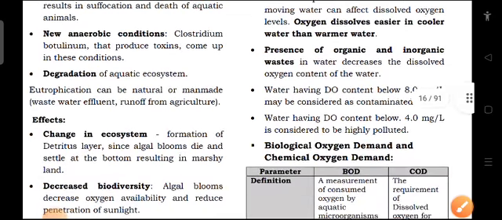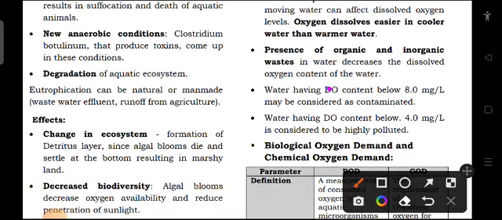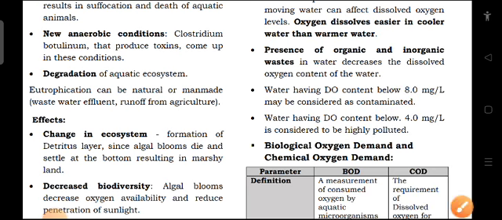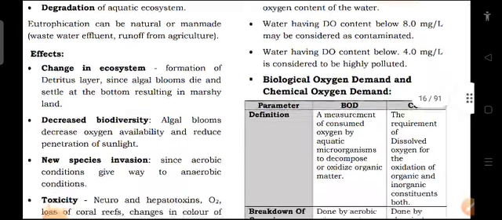Water having DO content, that is, dissolved oxygen content, below 8 milligram per liter may be considered contaminated. So dissolved oxygen must be greater than 8. Water having dissolved oxygen content below 4 milligram per liter is considered highly polluted. Even 8 itself is considered polluted. If it is less than 4, then it's called highly polluted, right? We must have more than 8 milligram per liter of dissolved oxygen.